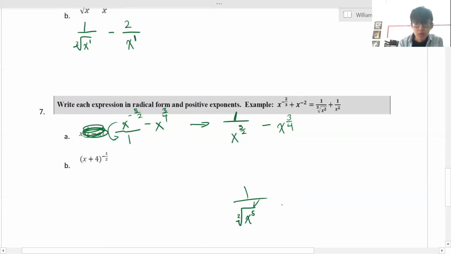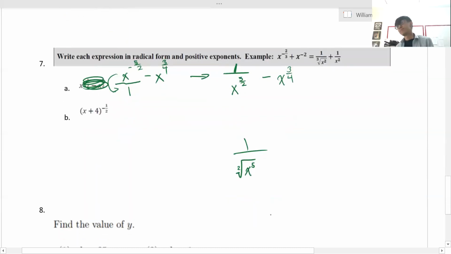Another thing to note is that this is a square root, right? So I don't really have to write the 2 because the default square root is 2. So I can just leave it like that.